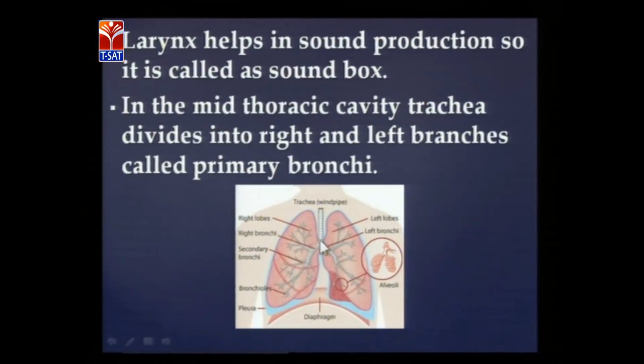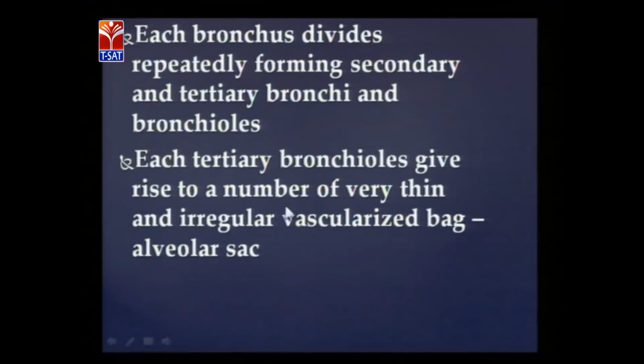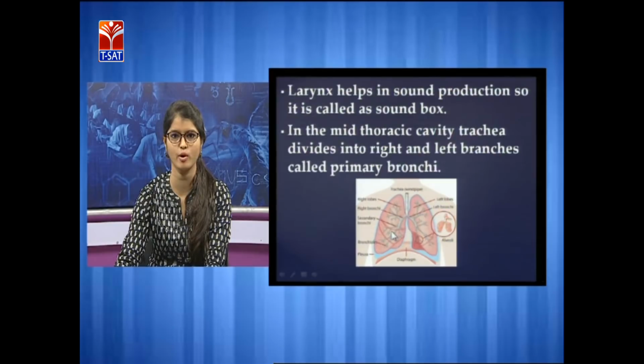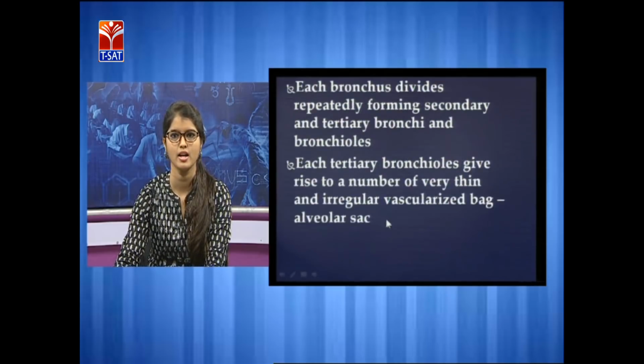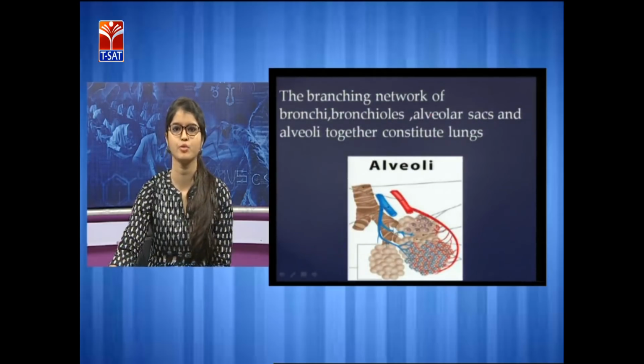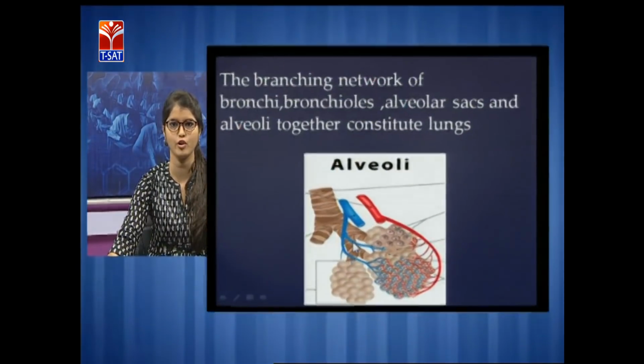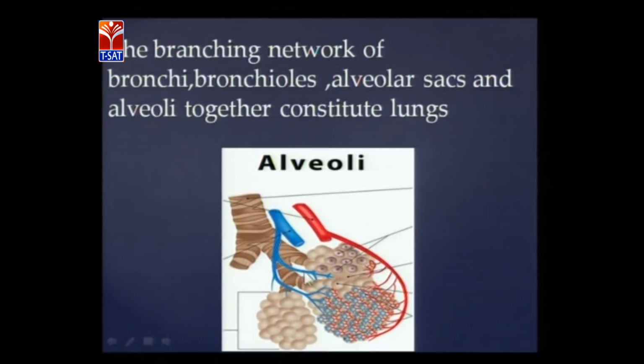And in the mid-thoracic cavity, the trachea is divided into two parts, the right and left bronchi, called primary bronchi. Each bronchus divides repeatedly into secondary bronchi, then leading into tertiary bronchi, which lead into alveolar sacs and alveoli. These lungs, together with the alveoli, tertiary and primary bronchi, constitute the human lung.